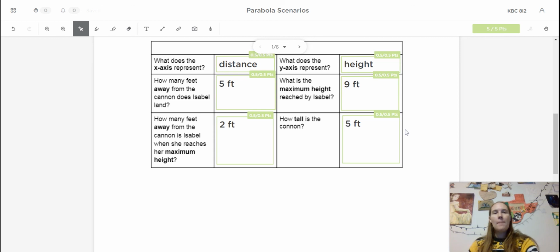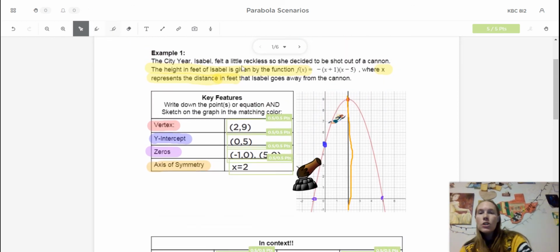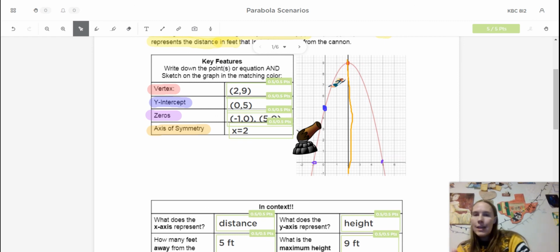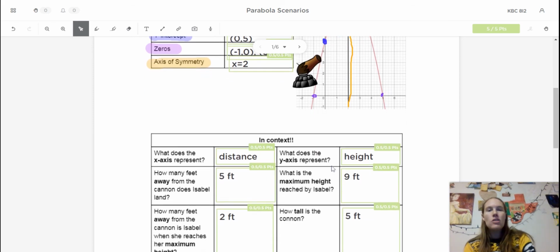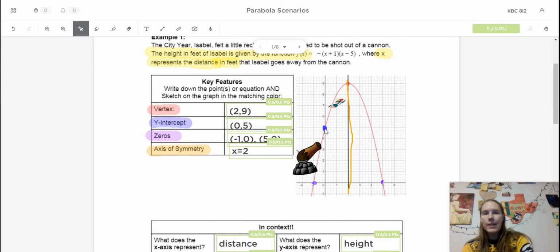So this is an example of how you want to look through it. You can use the highlighter feature to figure out important facts from your example. You can do the key features here based off of the graph. Make sure you are both writing the answers and drawing on the graph. The reason I want you to draw on the graph as well is so when you get back to these in-context questions, you can already really easily be like, oh, I can find all my information super, super fast.